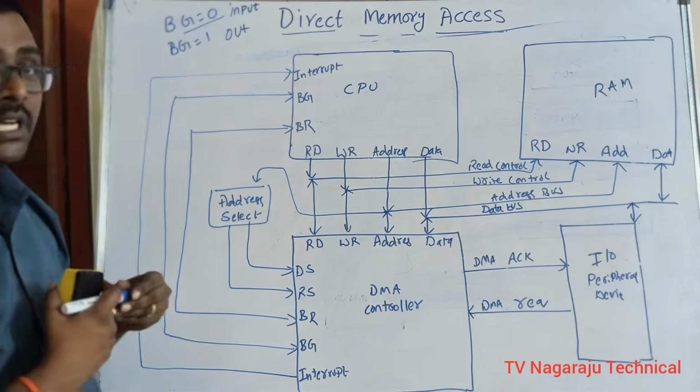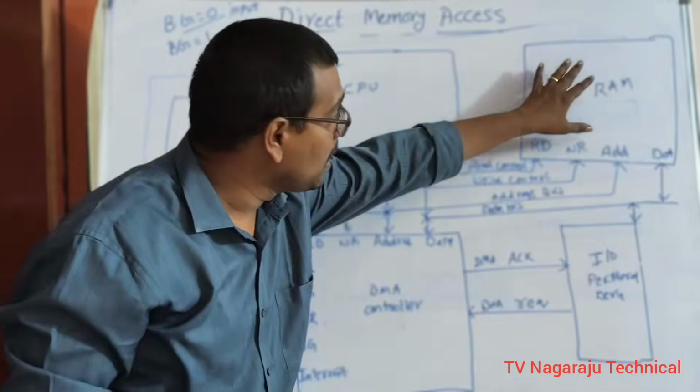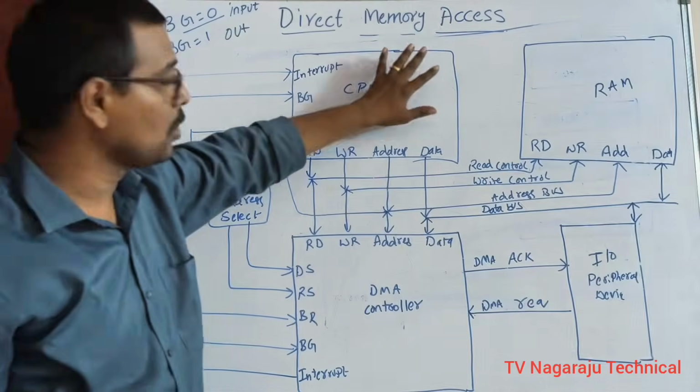This is the procedure for how the DMA controller is used for transfer of data between the memory and IO without involving the CPU.